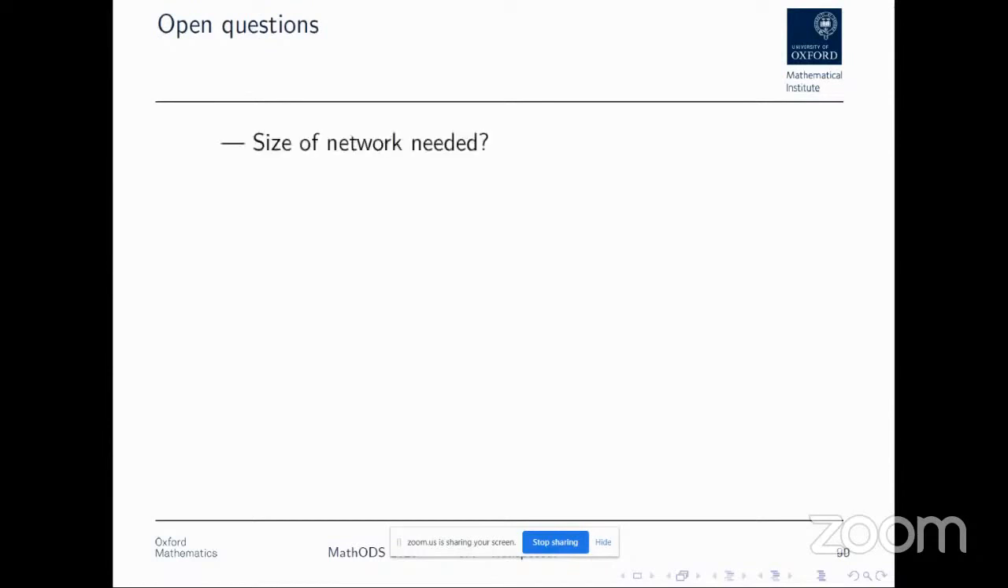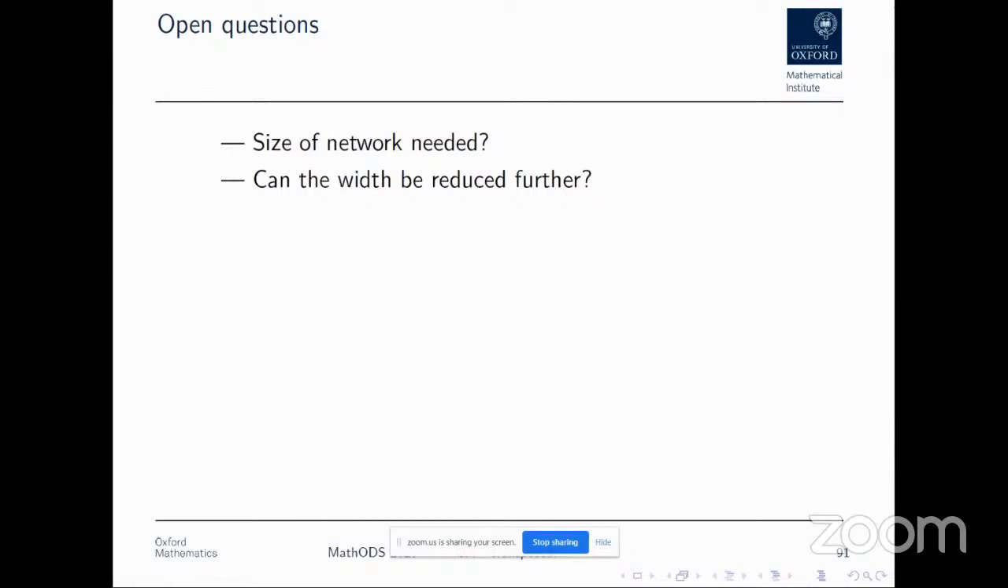Where can one go from here? What's the size of the network? In principle, these proofs are constructive, but how big do these networks actually need to get? It's slightly dubious, I think, whether or not this is necessarily an interesting question in this regime, but I probably won't have time to discuss that further.